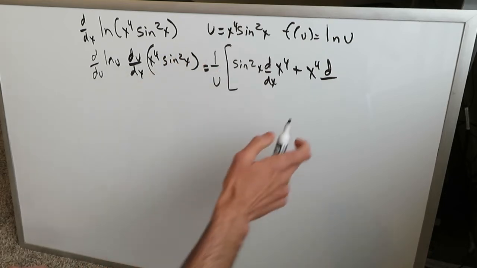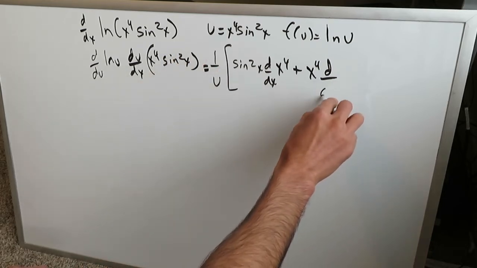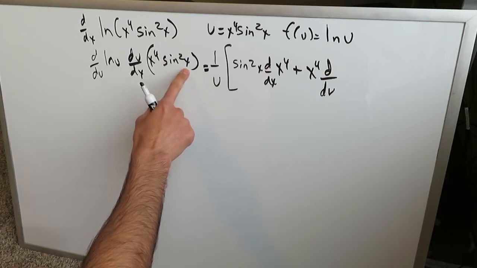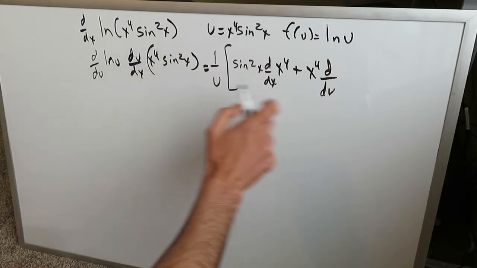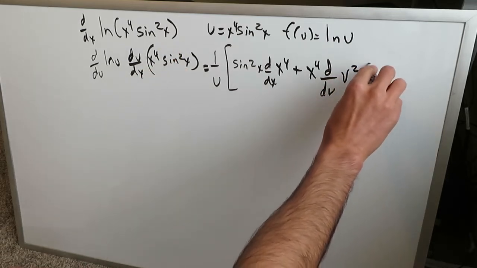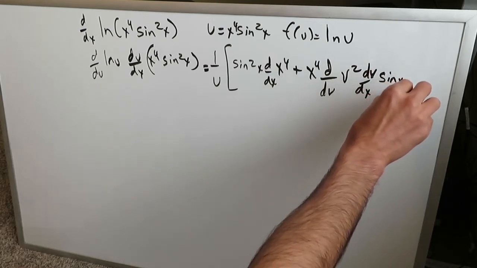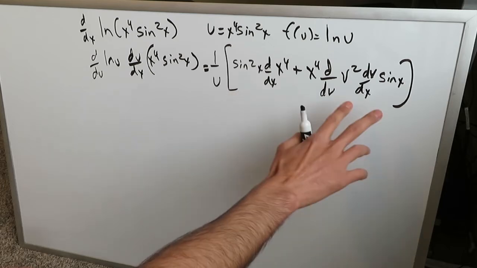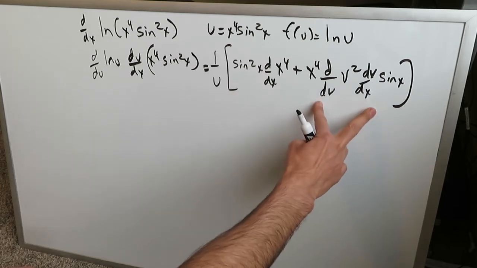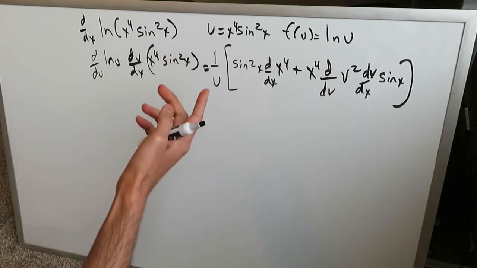Sine square x is a composite. So let's bring in another substitution. V is equal to sine x, f of v is equal to v square. V square, and then dv with respect to x is sine x. That's the entire product rule with the new chain rule laid in, because the sine square x was a composite.